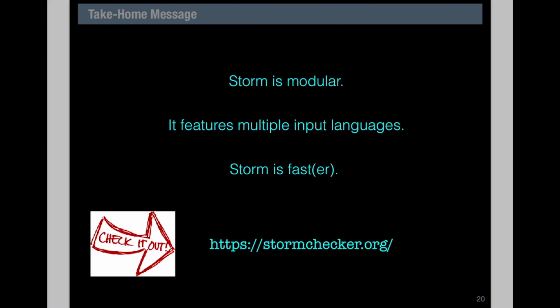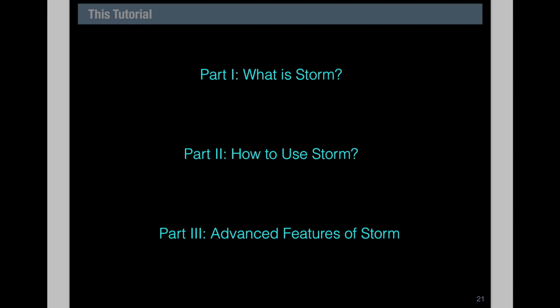So the take-home messages of the first 20 minutes is that Storm is a modular probabilistic model checker. It features multiple input languages, and it's fast. And there is the link where you can find more and where you can download the tool. It's open source. There's documentation there. There are several papers that describe Storm, so you can use that if you want to use Storm. Okay, in the second part, Matthias is going to explain how to use Storm, and in the third part, we're going to focus on the advanced features of Storm.